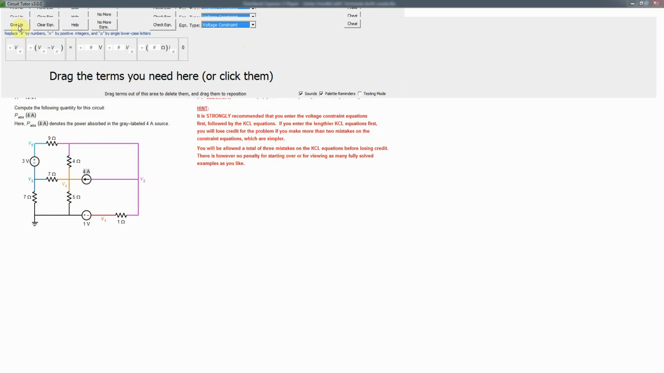Okay, and again, I apologize for this being messed up here. That's an artifact of my video recorder. That's not something in the program.